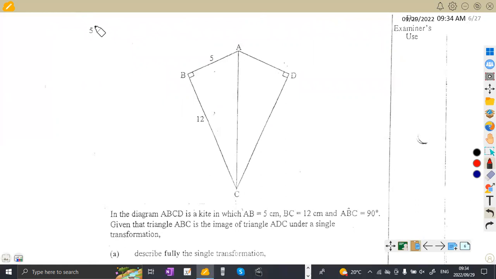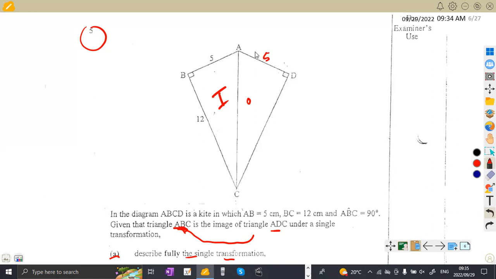Number 5, we are given a kite. In this case, the diagram shows a kite in which the sides are given as shown. And here take note, we are given that triangle ABC is the image of triangle ADC. So you've got ABC, this triangle here, is the image of what? Of ADC, which means this is our object, this is our image. So the question is on A, describe fully the single transformation. So what is the transformation? Obviously, the transformation is the one that is mapping triangle ADC onto ABC, which is the image.